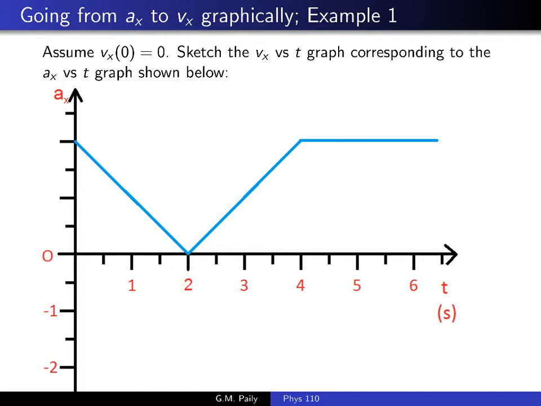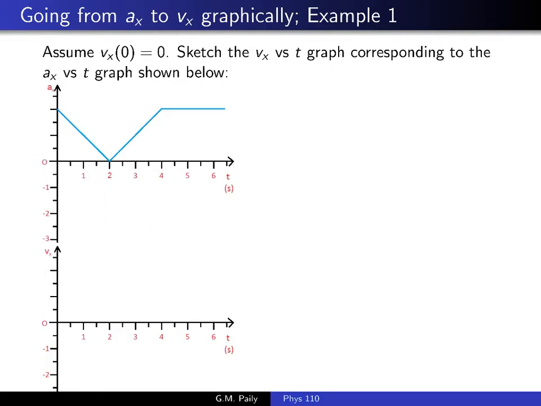Here's another example. We are given an acceleration versus time graph. We can assume that the initial velocity is 0, and we are asked to sketch the v versus t graph. As before, it's usually a good idea when given such a graph to draw drop lines at the transition points. We can see there's a transition here and a transition here. These are the drop lines. Pause the video a moment. Try and draw the v versus t graph yourself, and then compare to the answer. We will now proceed with the answer.